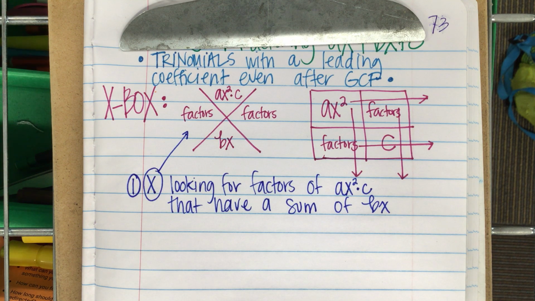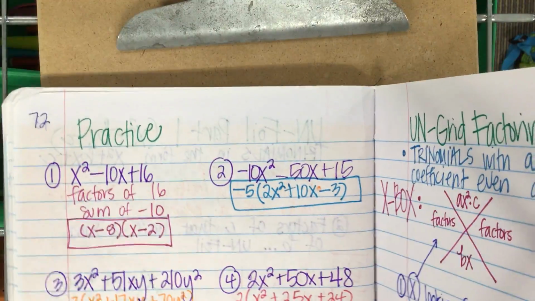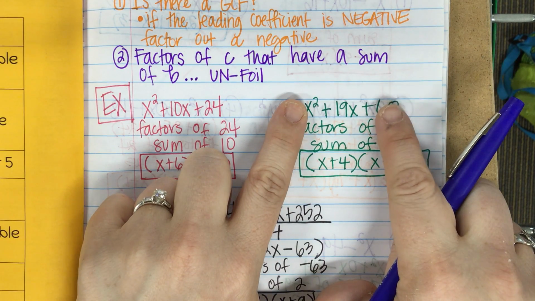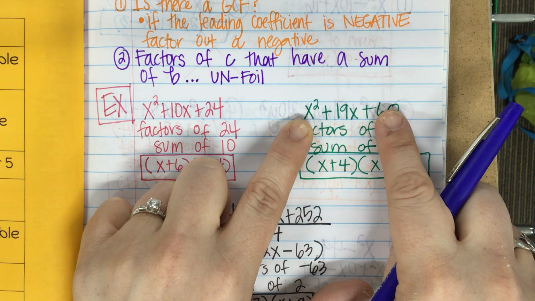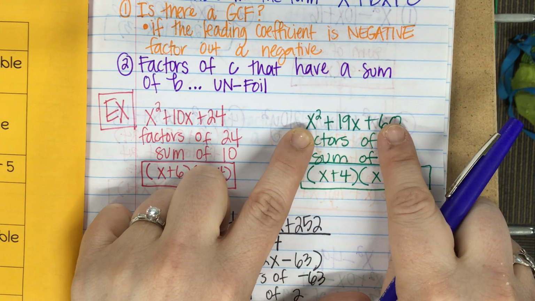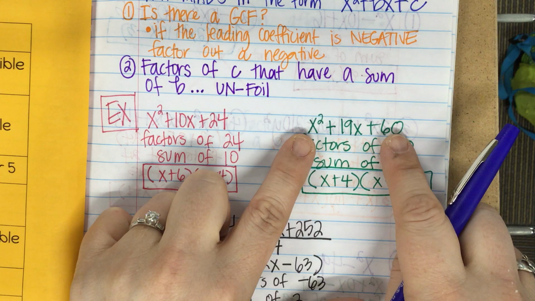What did we do yesterday? What were the notes yesterday? What did we look for yesterday? Lucy? Factors of C that have a sum of B. And technically, yesterday, did we find factors of A times C? Because what's A? No, what's A? What's A? 1. The coefficient A is 1. How do you know it's 1? I don't see anything. Yeah, because that's 1.